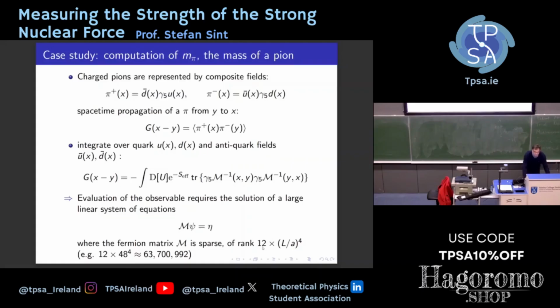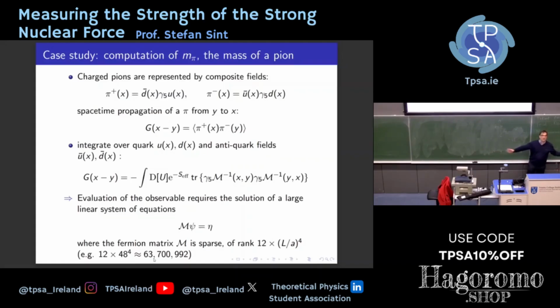But it's of rank 12, which is 3 colors times 4 Dirac spinor indices. That's 12, and then you have it on each lattice point. If you have an L over a to the 4 lattice, then it's the 4th power of that. So if you have a 48 lattice in each direction, this is 12 times 48 to the 4, which is 63 million and something. So that's the size of your matrix.